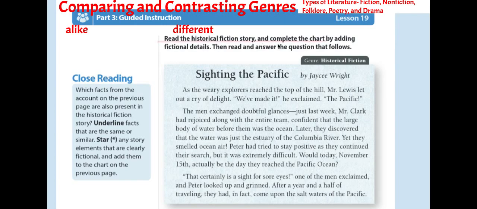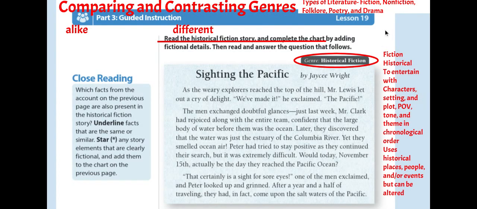And complete the chart by adding fictional details. So when we finish reading the story, we're going to go straight and finish our details that need to go in our chart, okay? So next thing I'm going to do is circle my genre, historical fiction, and out to the side, I'm going to put up all the things that I mean when I say historical fiction, things I want to make sure that you don't forget and things that you focus on. So you need to use this time to write down all of those things to remind you what I mean when I say historical fiction.